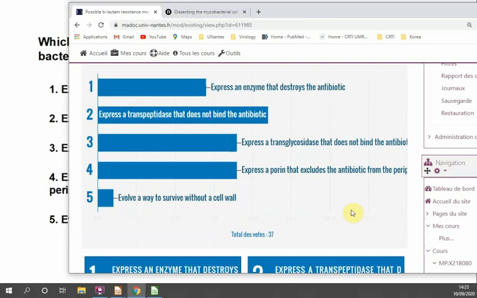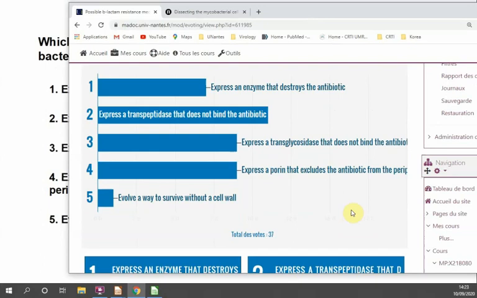That's wrong, okay? Beta-lactam antibiotics inhibit the transpeptidase. They bind to the active site, they inhibit the enzyme. They don't inhibit the transglycosidase. So this number 3 is wrong. It's the wrong enzyme activity. This is the one.